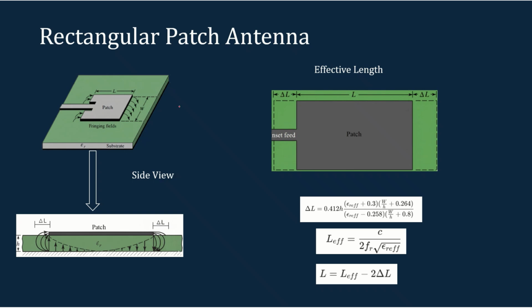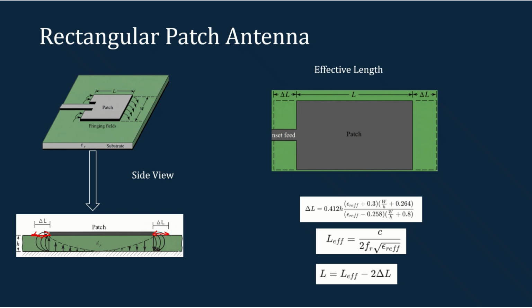Next, let's see what is meant by the effective length. We have seen that there is fringing along these radiating slots. Due to this fringing, the effective length of the antenna will get increased. As the radiation is happening through this area, this length also has to be considered while considering the antenna as a whole.